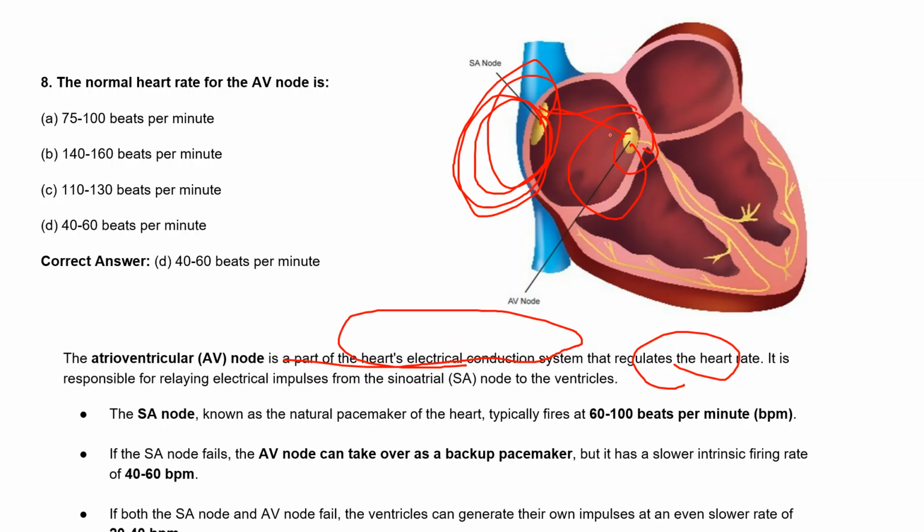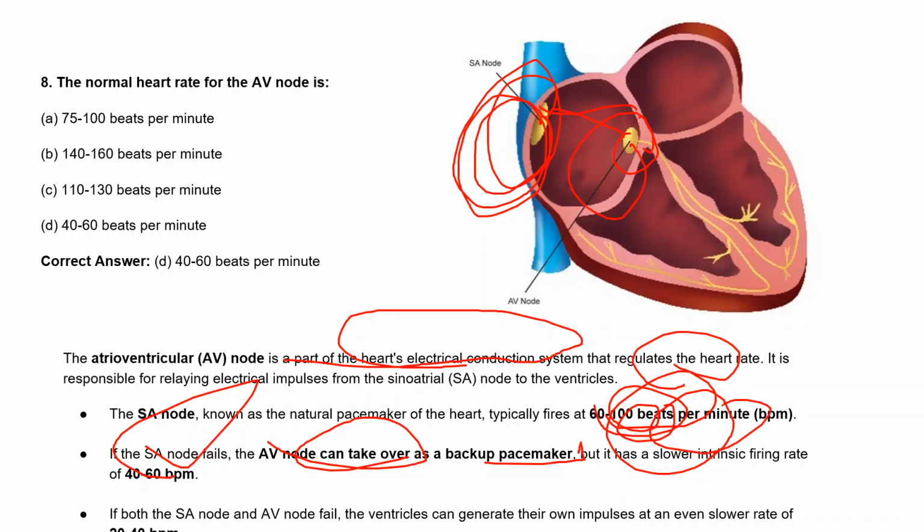The SA node, we know, is the natural pacemaker of the heart, and typically it fires at 60 to 100 beats per minute. But when the SA node fails, the AV node can take over as a backup pacemaker. It has a slower intrinsic firing rate. The SA node fires at 60 to 100 beats per minute, but the AV node has a much slower intrinsic firing rate.